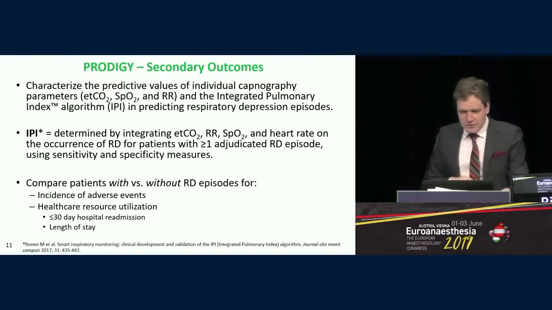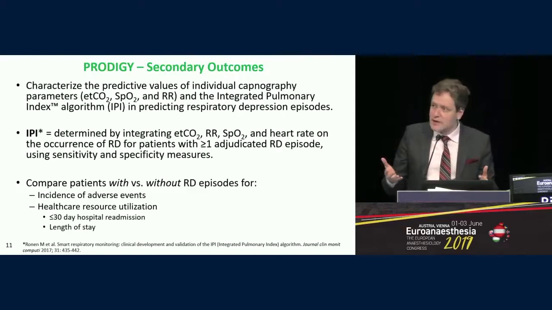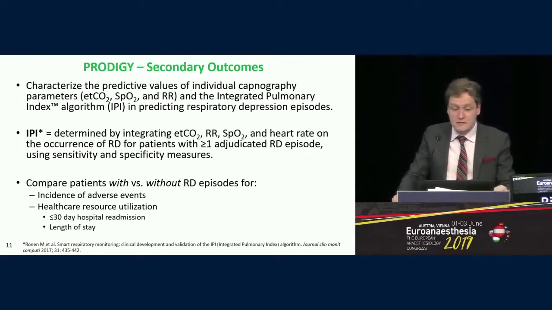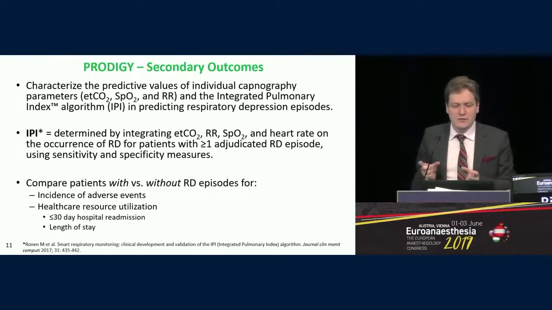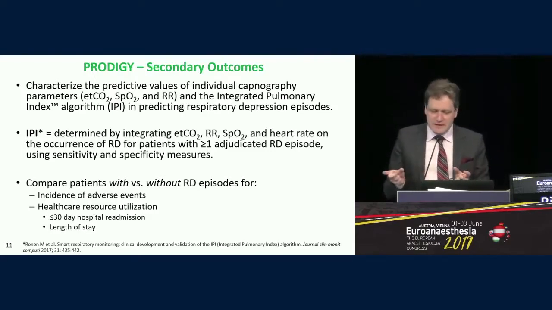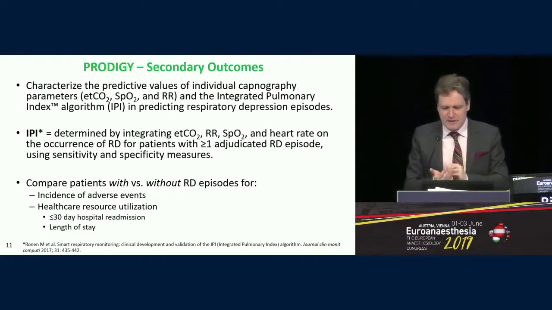As Luca already referred to, we had a primary outcome, and then there were several secondary outcomes of interest. One was to characterize predictive values of individual capnography parameters, such as end-tidal CO2, pulse oximetry O2 reading, and respiratory rate. And we also used the Integrated Pulmonary Index algorithm, IPI, which has already been previously defined. On the bottom, I listed a reference to the paper, which was basically generated using several parameters for monitoring.